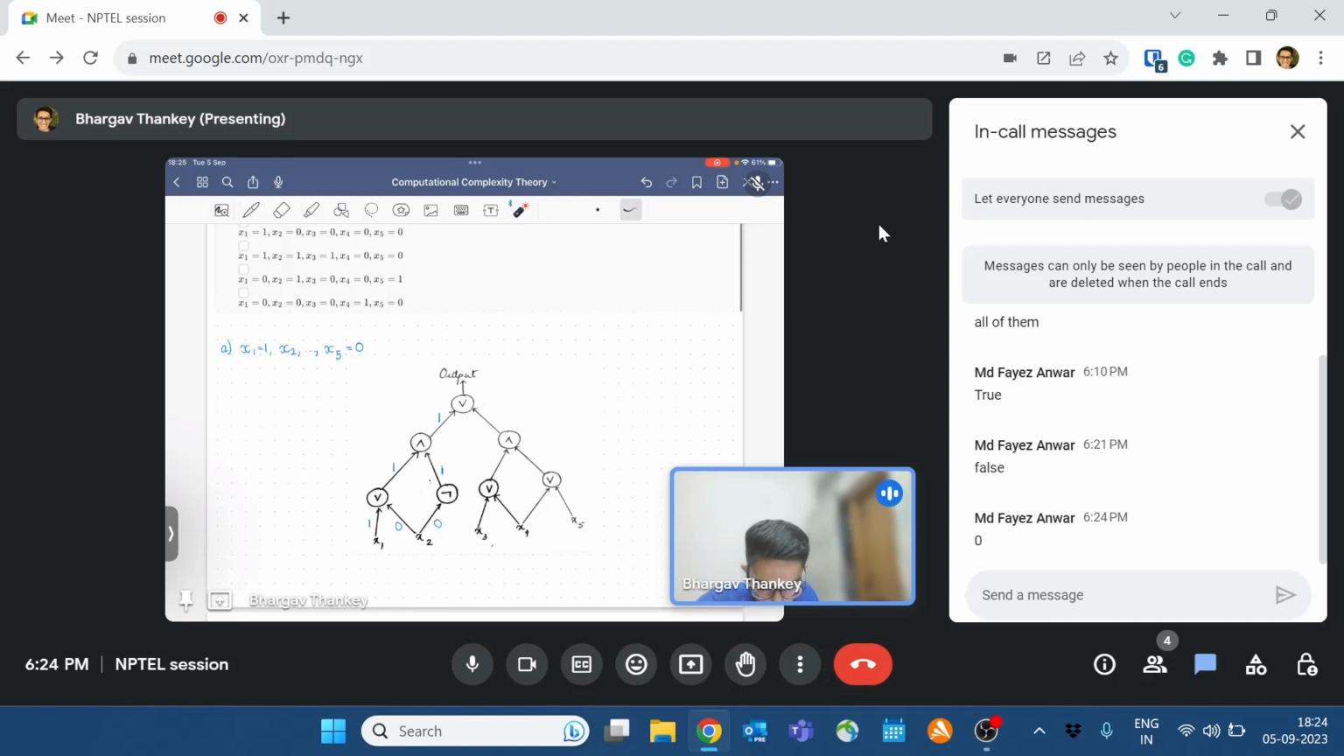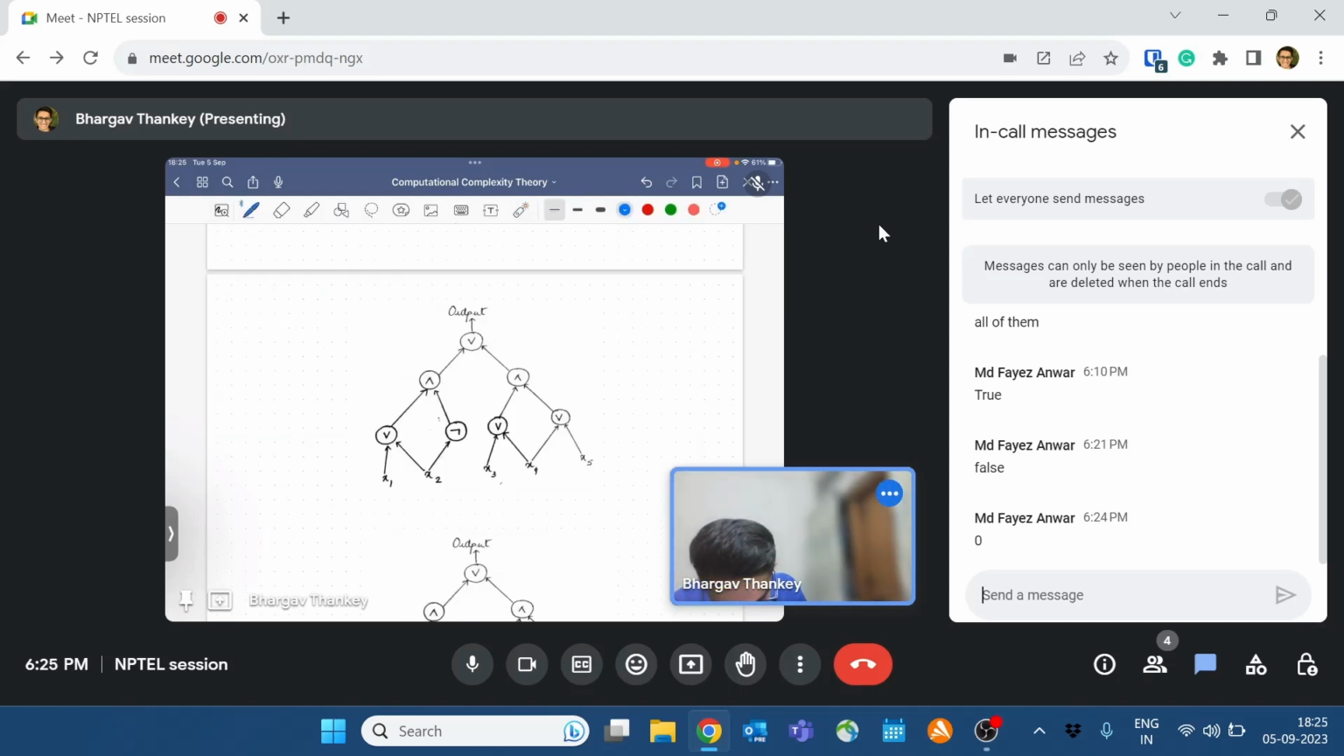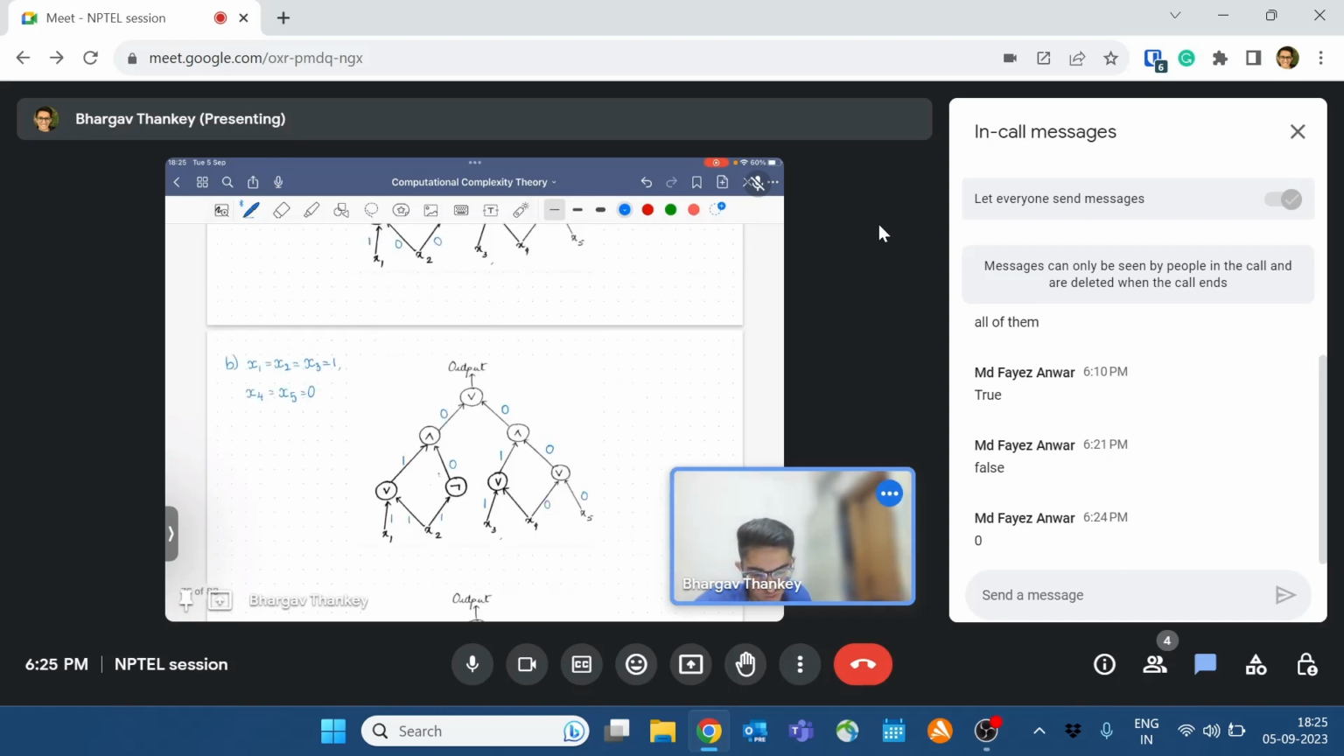Now let's look at option B, x1 to x3 are 1 and the rest are 0. Again, x1 is 1. So this is 1, this is 1, this is 0. So this is 0 because we have an AND gate. Since this wire is 0, we also need to look at this wire. x3 is 1, so we have an OR gate over here, so this is 1. x4 and x5 both are 0. So this is 0 and this is 0. So in option B, the output would be 0. So B is correct.